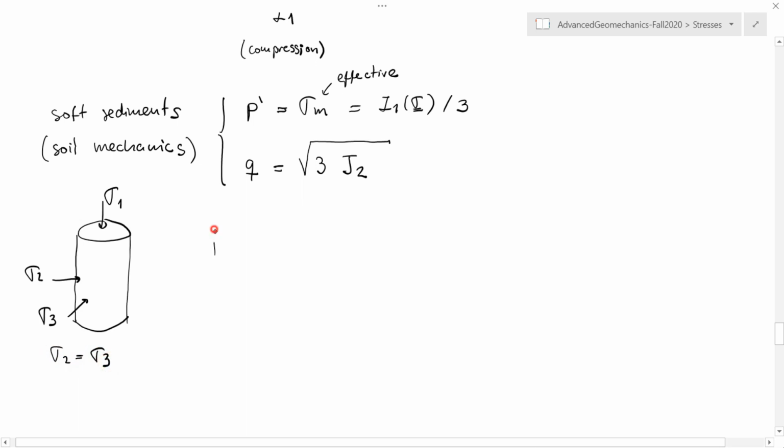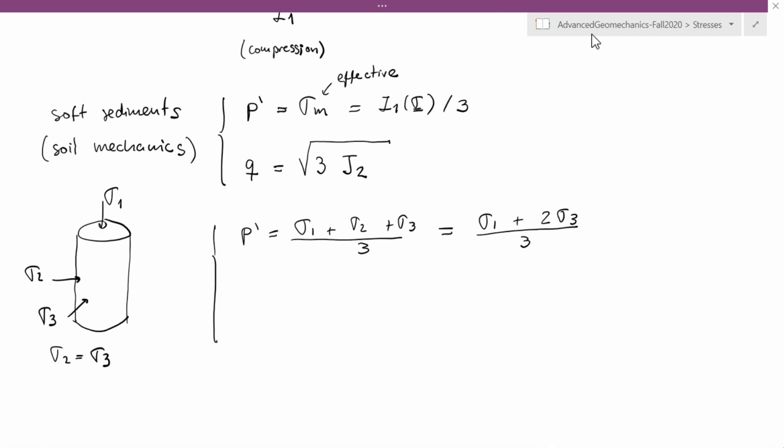In this case, P is going to be equal to sigma 1 plus sigma 2 plus sigma 3 divided by 3. But since sigma 2 and sigma 3 are the same, I just can write this equation as sigma 1 plus 2 sigma 3 divided by 3. Also, let's see what will be the case for Q.